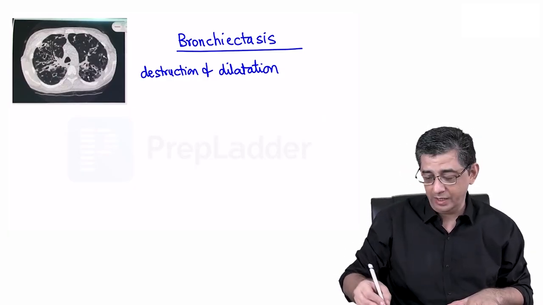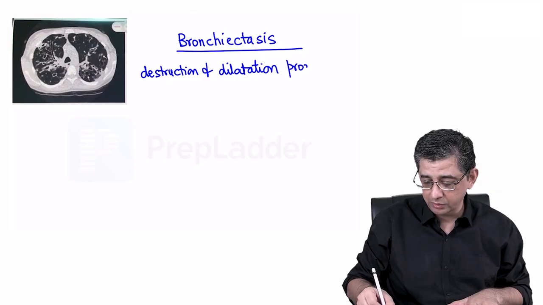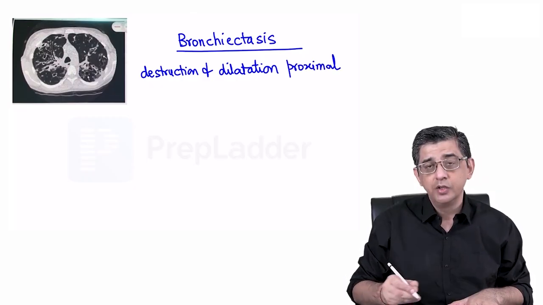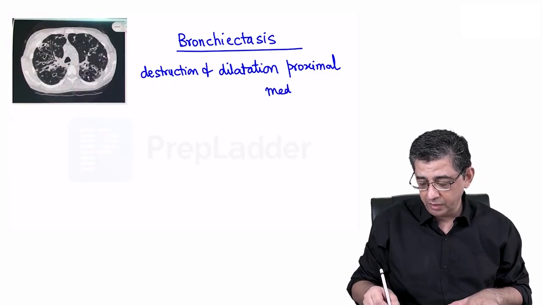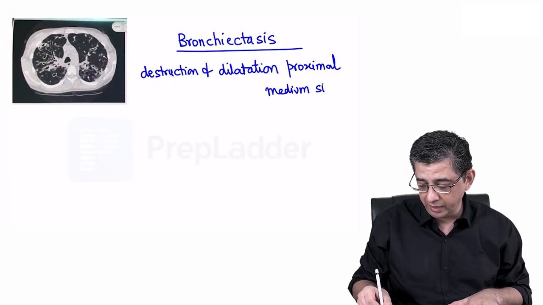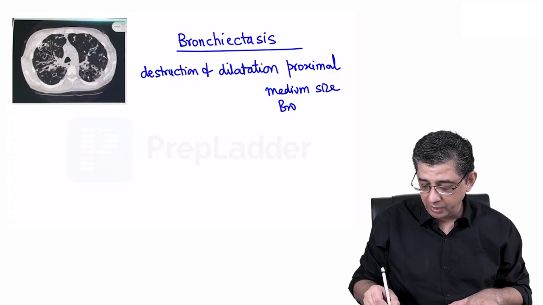Now, mostly in the exam, because they love to ask about the definitions as well, they can definitely ask you regarding the diameter of the medium-sized bronchi. I want you to remember that the value would be more than 2 millimeters.